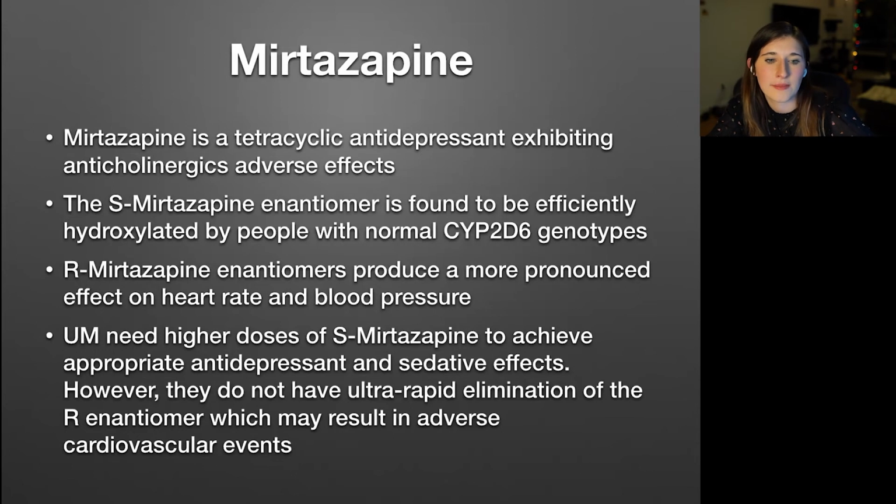So ultra rapid metabolizers need higher doses of S-mirtazapine to achieve appropriate antidepressant and sedative effects. But if they don't have paired ultra rapid elimination of the R enantiomer, they could have more severe adverse cardiovascular effects, because they're metabolizing the S enantiomer more quickly, but not the R enantiomer. So they can reach a toxic or above therapeutic level of that R enantiomer if the prescriber isn't careful.